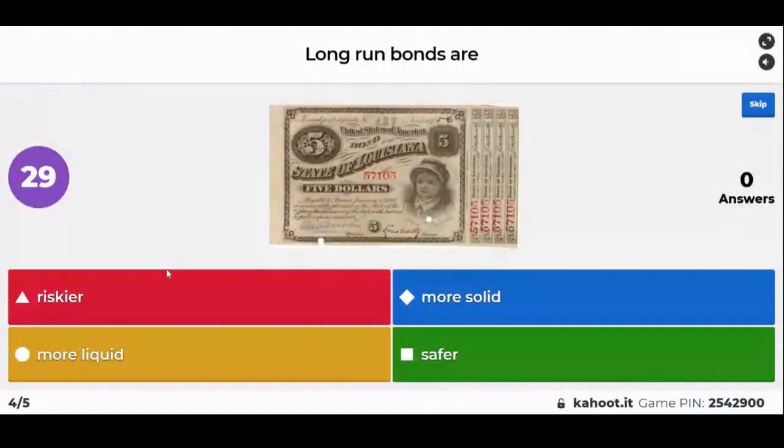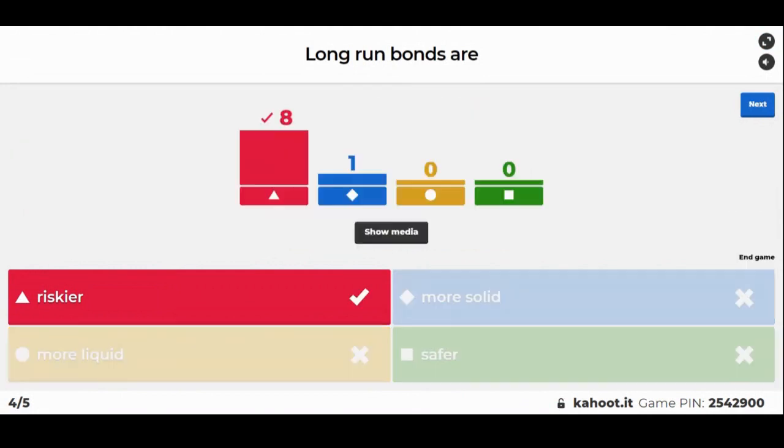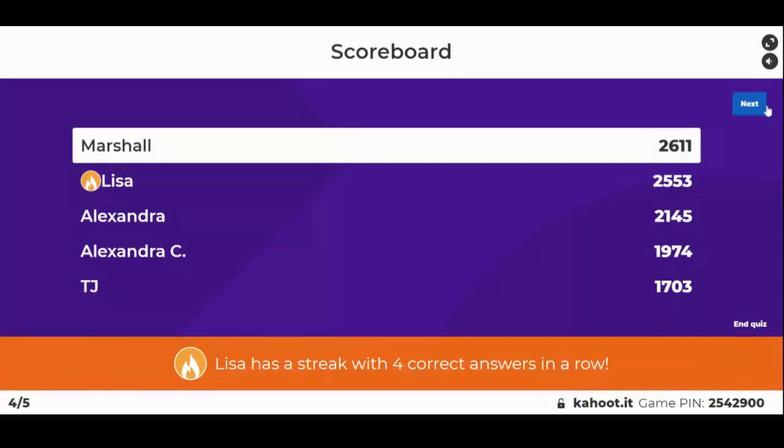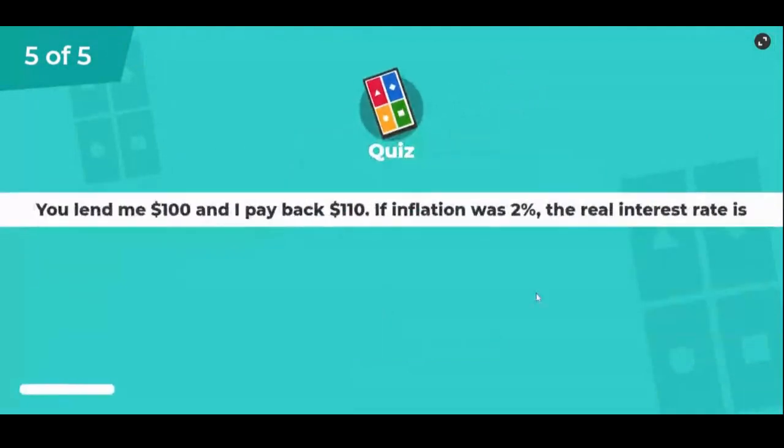A more typical question: long-run bonds are what? Riskier, more liquid, more solid, or safer? Okay, that was good for most of you. Marshall's still on top. Now Lisa's on fire.